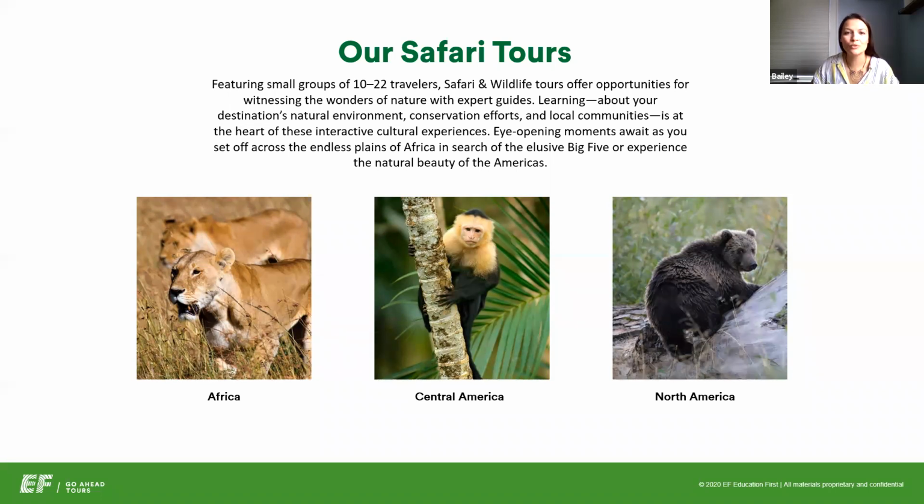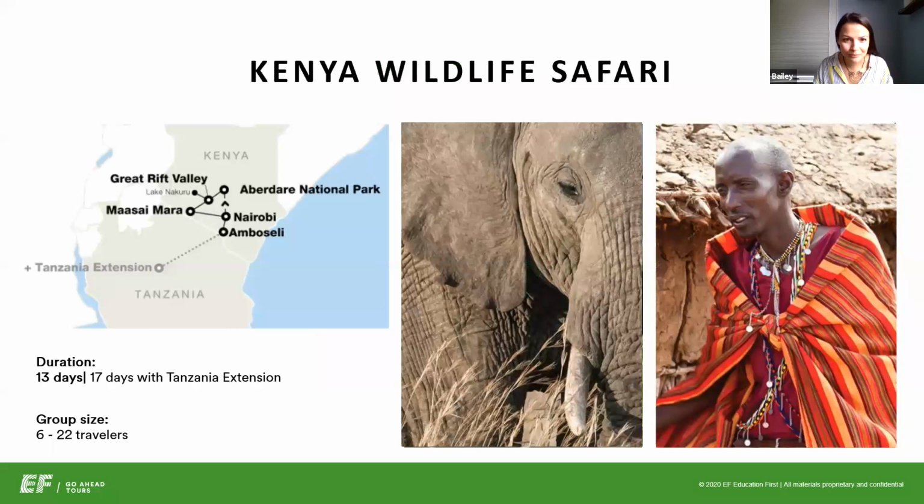Now I want to dive into Kenya, which is why we're all here. This tour is a perfect length at 13 days, with the option to extend into Tanzania, making it a 17-day tour. It begins in Nairobi and brings you all the way up to Aberdare National Park, over to the Great Rift Valley, the Maasai Mara, and even down to Amboseli, which sits right next to Mount Kilimanjaro. A very comprehensive tour, and I can assure you there's never a dull moment since you'll be on safari for the majority of this trip.